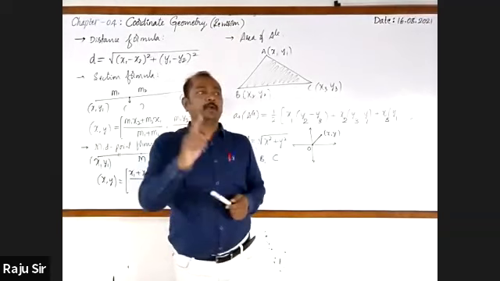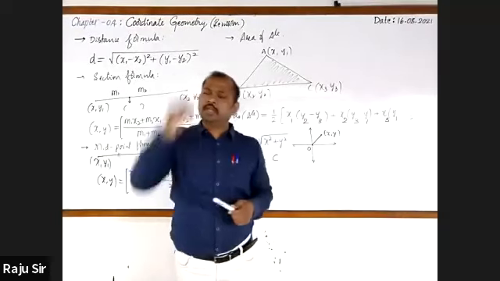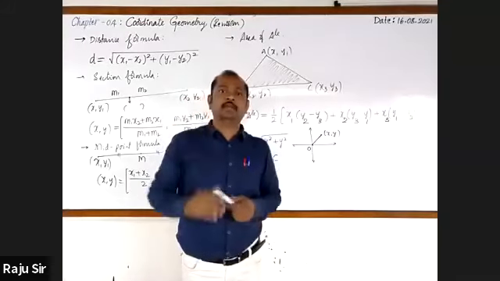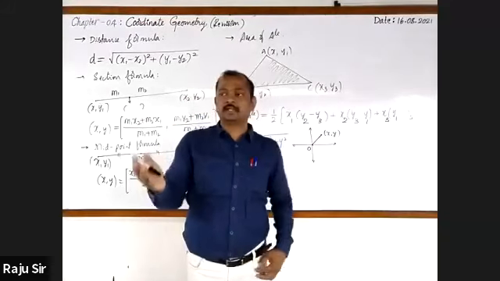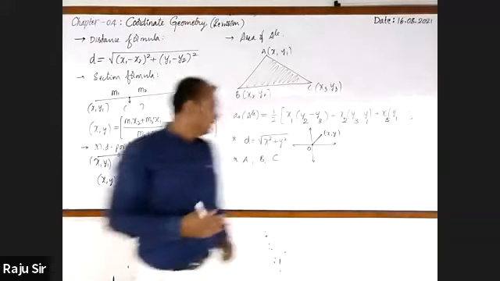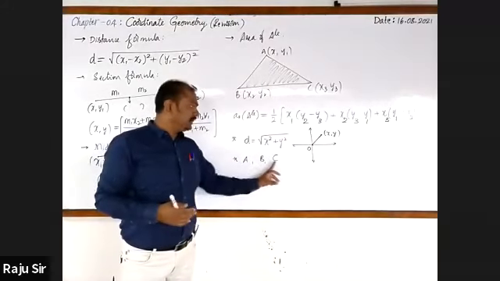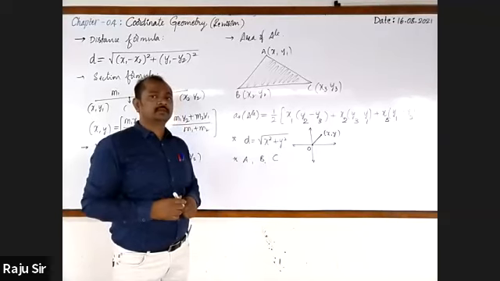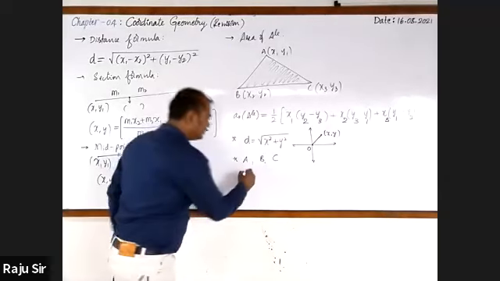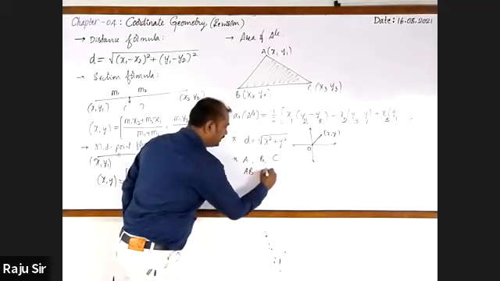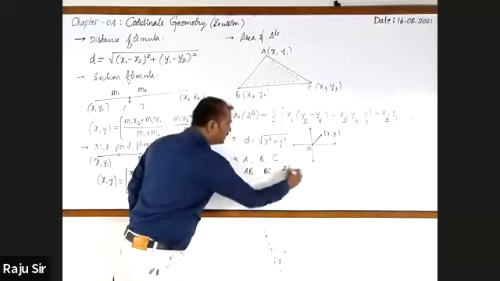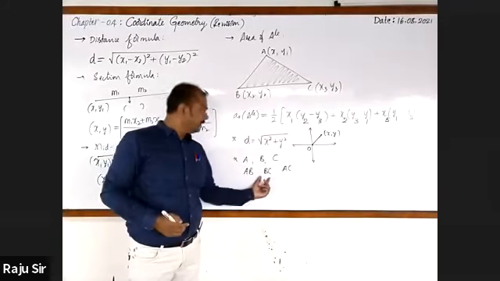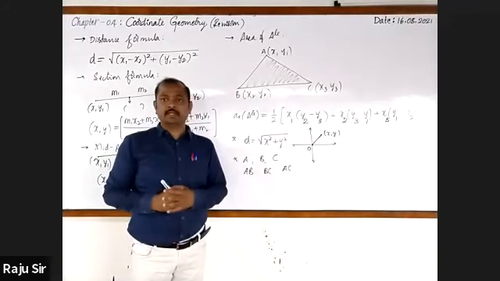An important property is that in any triangle, the sum of two sides will always be greater than the third side. Here, if I take A, B, and C as the vertices of a triangle, then what will be the sides? AB, BC, and AC or CA. You'll find out the distance of A and B, B and C, A and C separately.